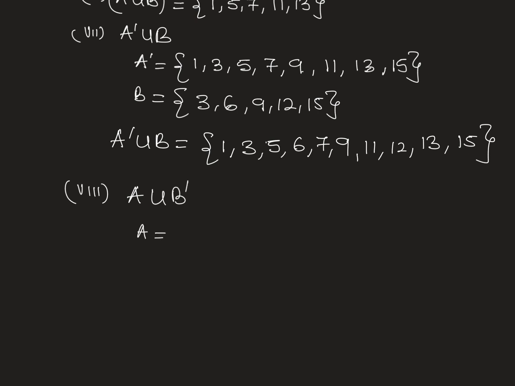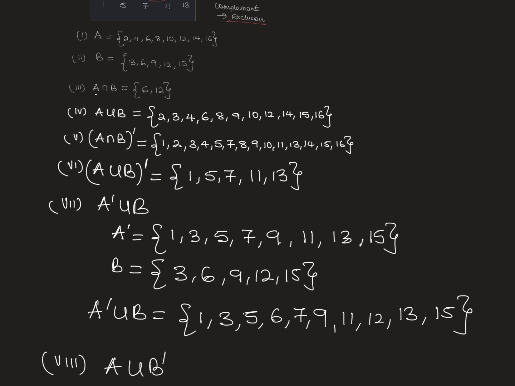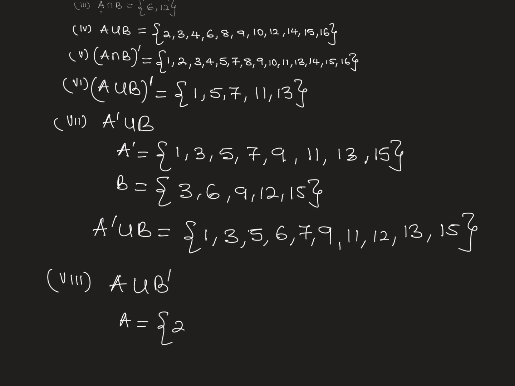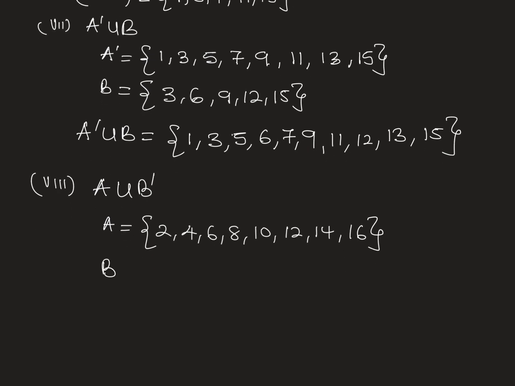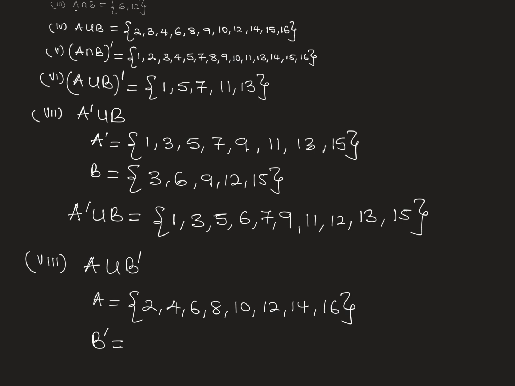First, let's find the members of A. Members of A are 2, 4, 6, 8, 10, 12, 14, and 16. Then let's find B complement, that is members that are not found in B. So if you know B as this, B complement will be numbers that are not including this.